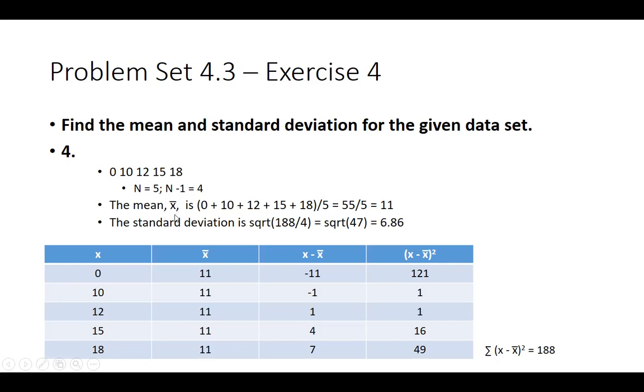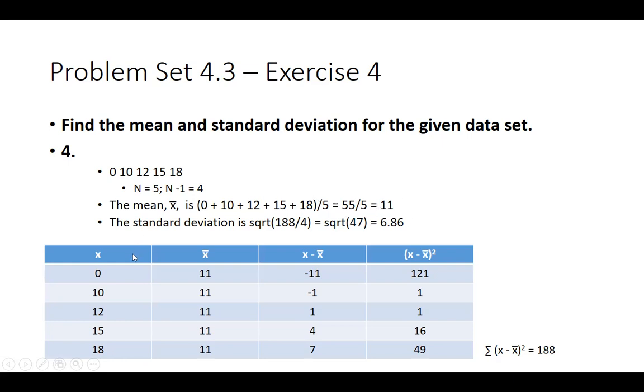So the mean, X bar, add them up and divide by how many we have. We add up 0 plus 10 plus 12 plus 15 plus 18, we get 55. Divide by the 5 we have. X bar, our mean is 11.